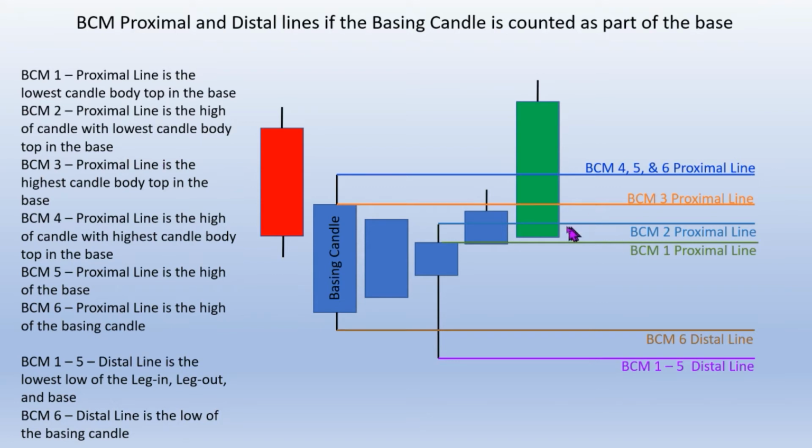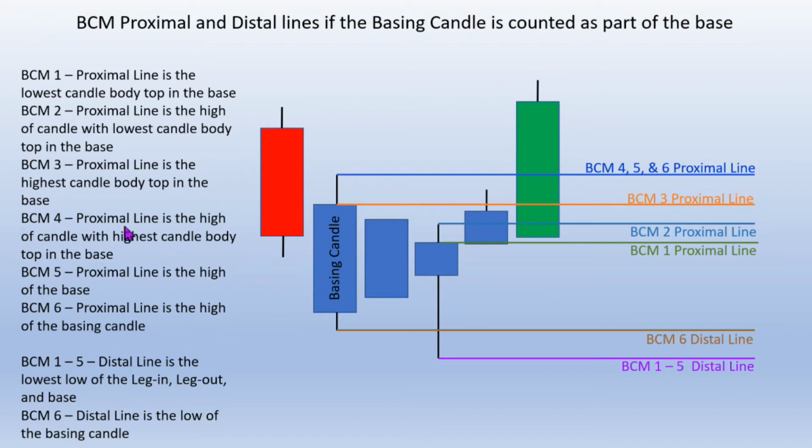Okay, so here you can see this is the high of the lowest candle body. So again, there would be no change there. Base creation method 3, the proximal line is the highest candle body top in the base. Originally our highest candle body top for base creation method 3 was this body right here. But since we're including the basing candle, now this will be our proximal line for base creation method 3. So hopefully this is starting to show you how that impacts things.